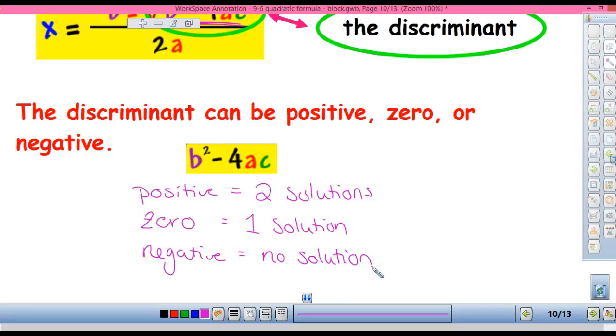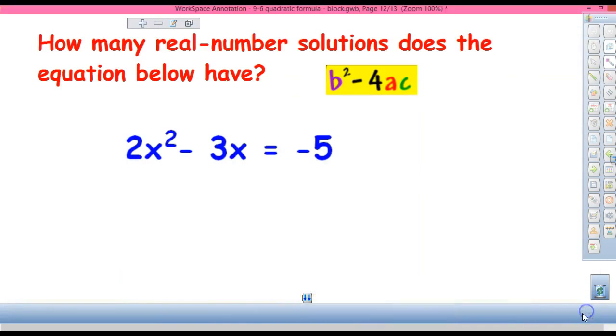Yes, sir? No, if this whole thing, if b squared minus 4ac, because this is what the discriminant is. The discriminant is b squared minus 4ac. When you figure out what this is, if that number is positive, it's 2 solutions. If it's 0, there's 1 solution. If it's negative, there is no solution.